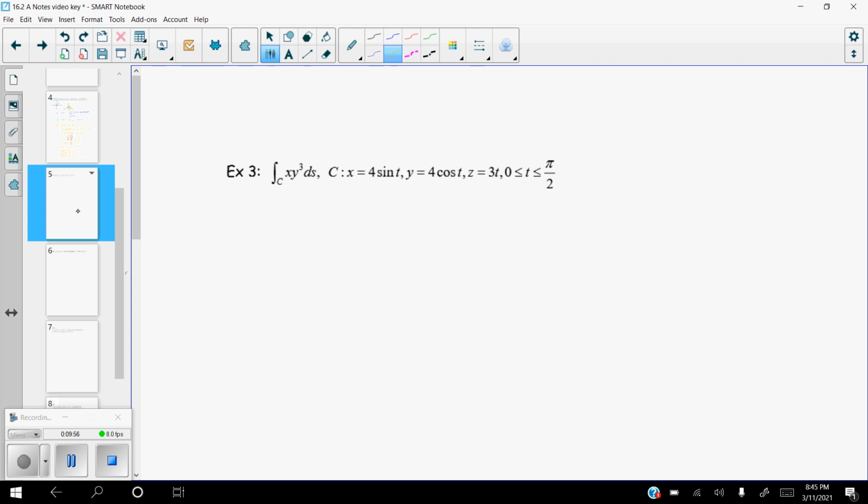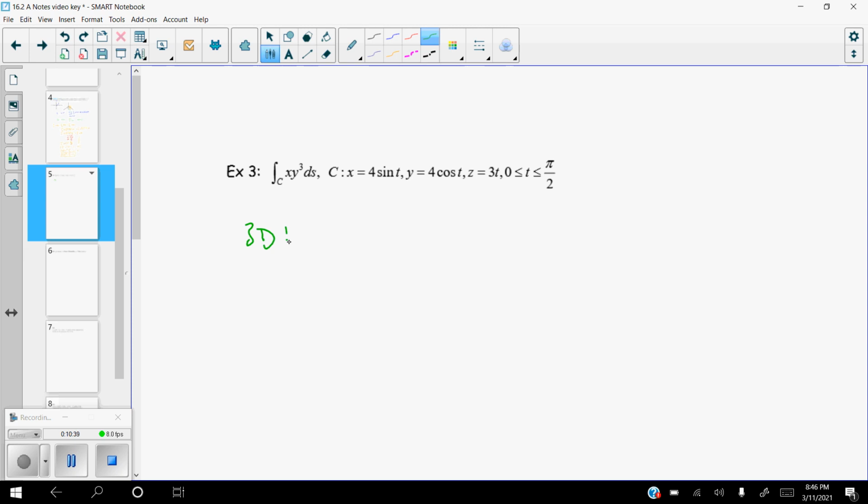All right, so example 3. We're going to evaluate the line integral over xy cubed ds, where the curve is comprised of x equals 4 sine t, y equals 4 cosine t, and z equals 3t. What you should notice is that, first of all, it's already been parameterized for us, which is really nice. It's also got 3 different variables here. We've got x, y, and z all as functions of t. And they've given us the bounds 0 to pi halves. That makes this really nice. So this is already in 3 dimensions.